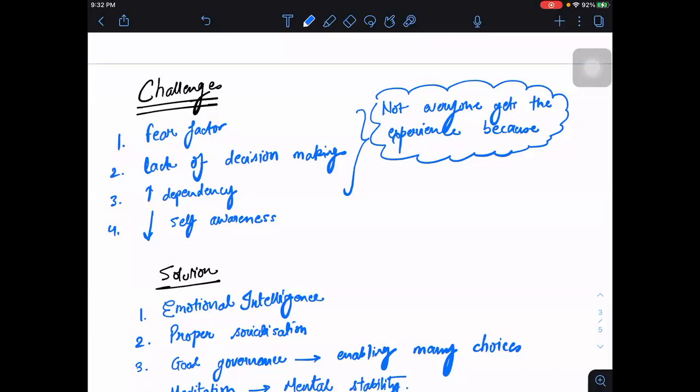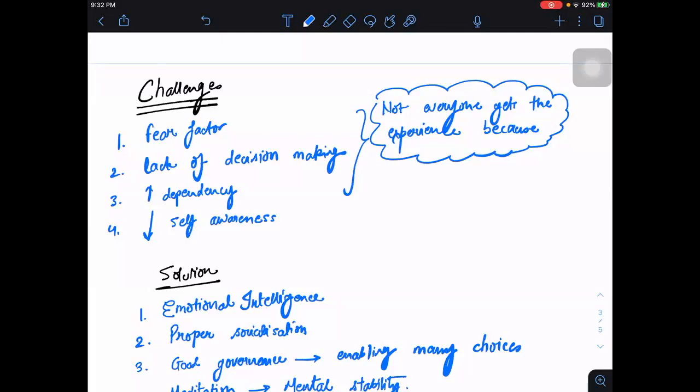Second is the lack of decision making. If a country is facing a financial crisis and it is not taking any kind of appropriate decision, for example Sri Lanka, which has recently faced a huge financial crisis. For example Colombia, Zimbabwe, which are facing super inflation, right? So they are not taking any appropriate decision to improve their economic structure. So that's why they are not getting the positive experience. They are lacking in it.